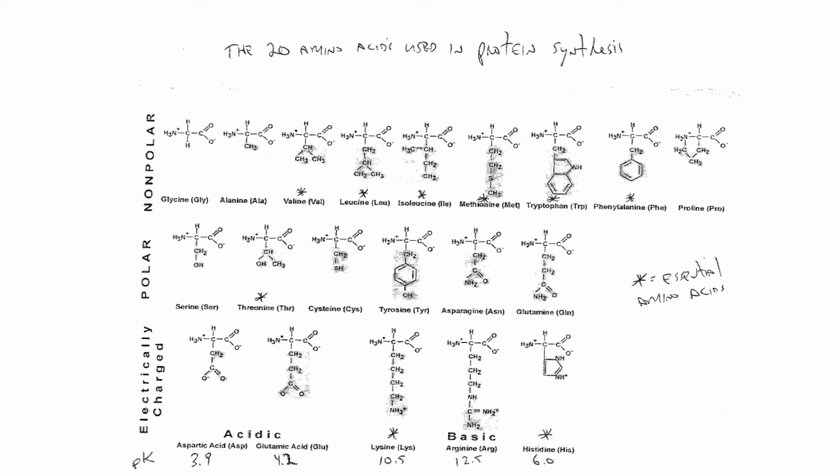Okay, one last thing that I want to bring your attention to in terms of the amino acids is that I have an asterisk written here, and I have a number of amino acids that are marked as essential amino acids: valine, leucine, isoleucine, methionine, tryptophan, phenylalanine, threonine, lysine, and histidine are all essential amino acids. Does anybody out there know what an essential amino acid is?